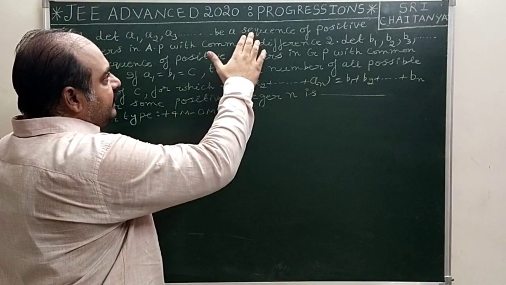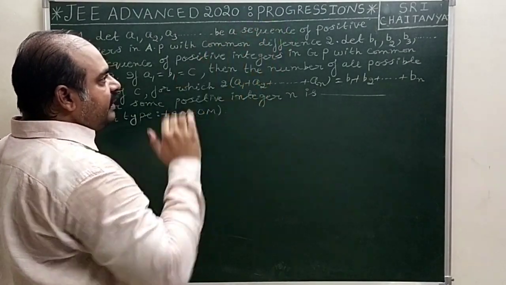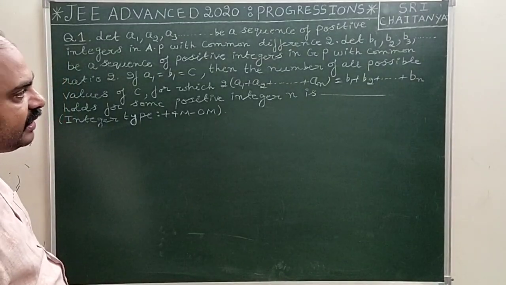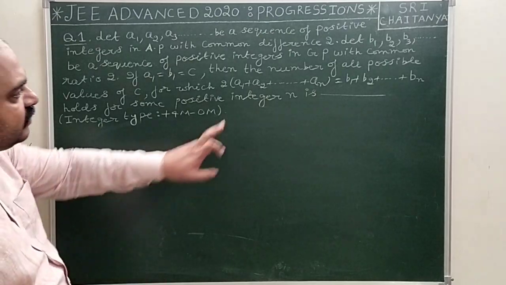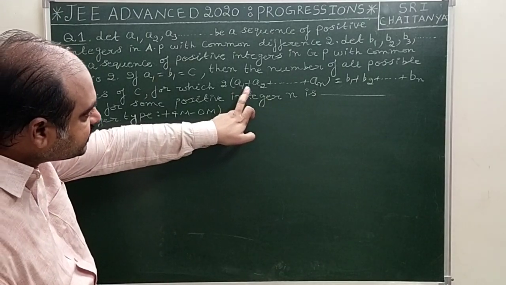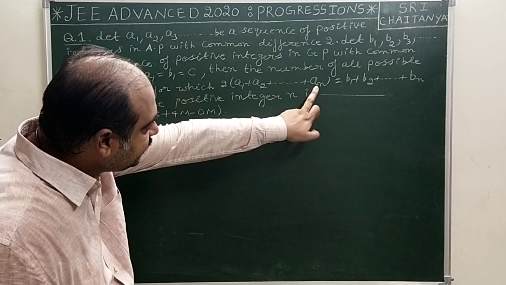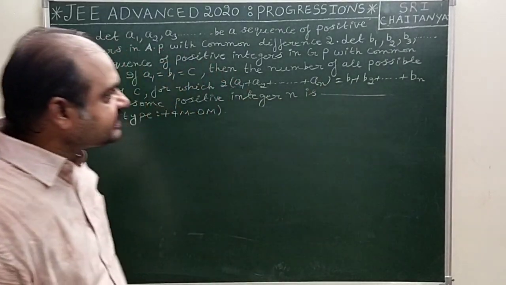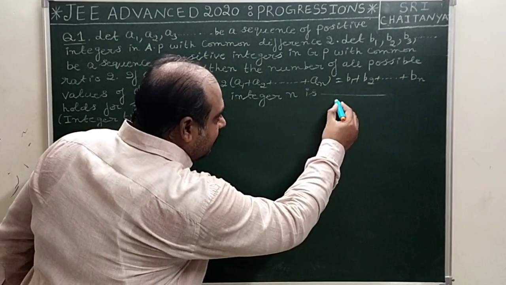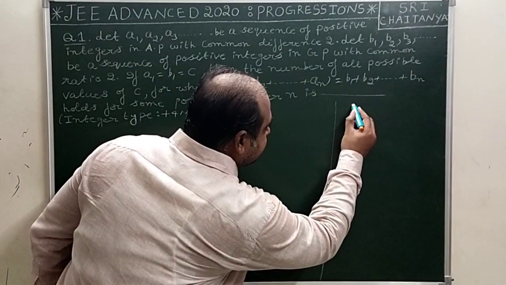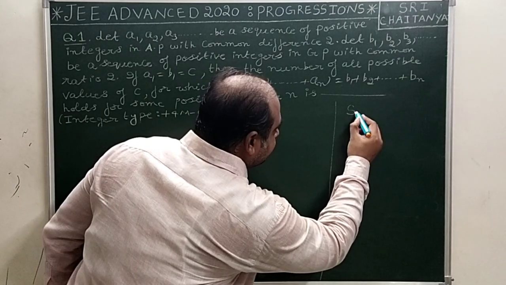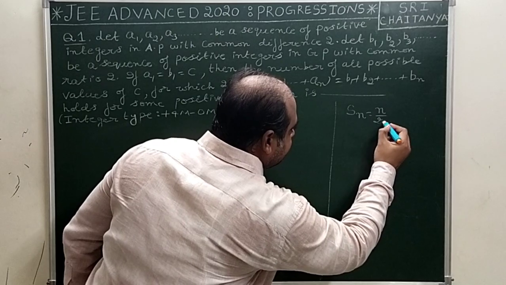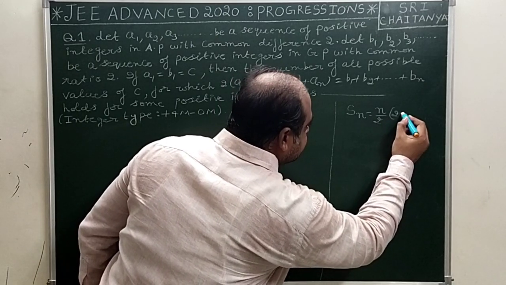For the AP, the first term and common difference are given. For the GP, the first term and common ratio are given. So if you closely observe, this is nothing but the sum of first n terms of the AP, and this is nothing but the sum of first n terms of the GP. All of you know the sum of first n terms of an AP. This is a very simple problem. I will write the concept here.